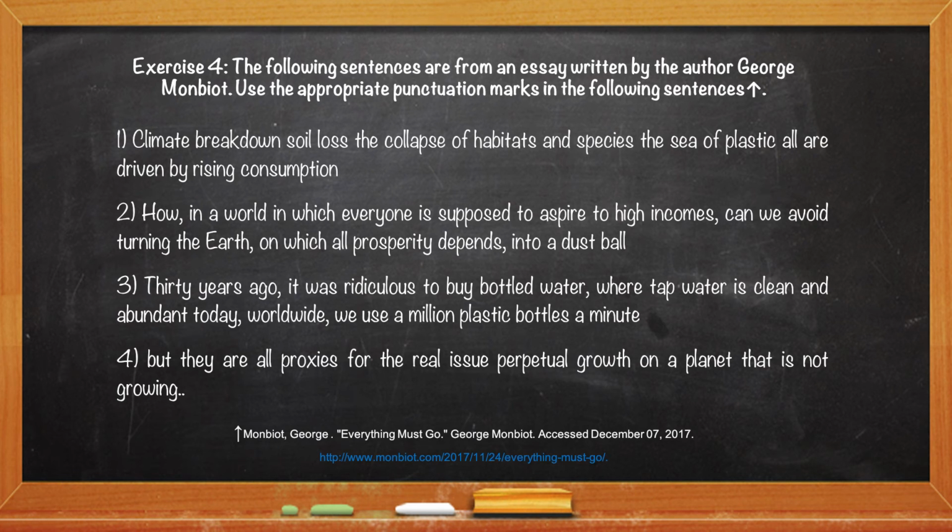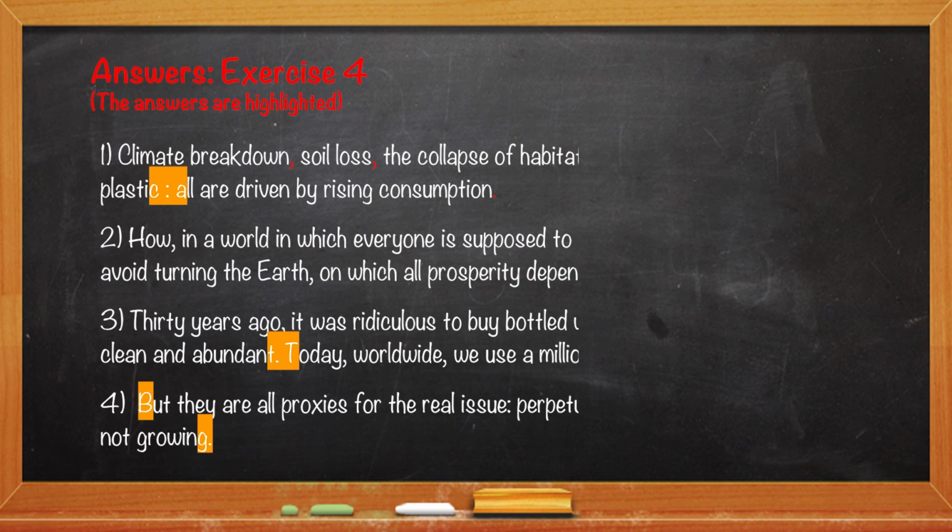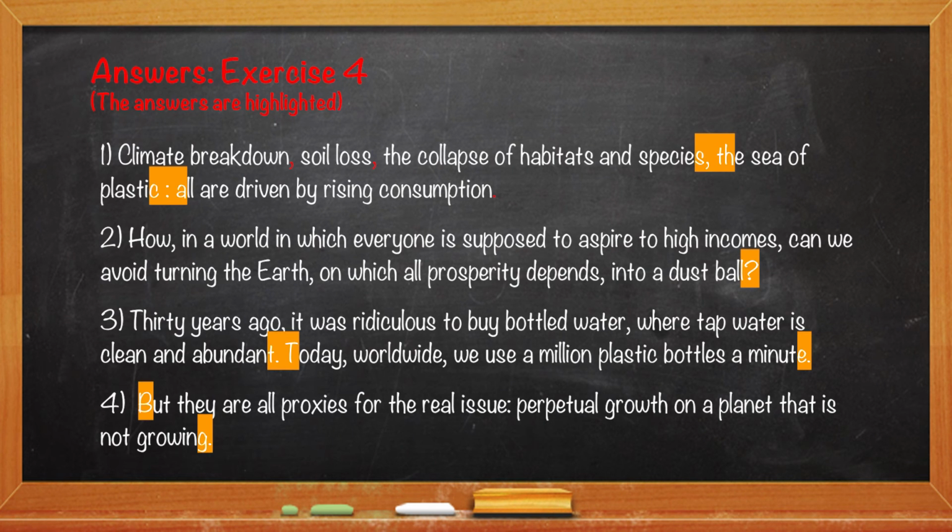Look and pay attention to how the lack of punctuation marks distorts and hazes the meanings of these sentences. Here are the answers: climate breakdown, comma, soil loss, the collapse of habitats and species, comma, the sea of plastic. It's a list. All are driven by rising consumption, full stop. Second sentence: how, comma, in a world in which everyone is supposed to aspire to higher incomes, can we avoid turning the earth, comma, on which all prosperity depends, into a dust ball, full stop.